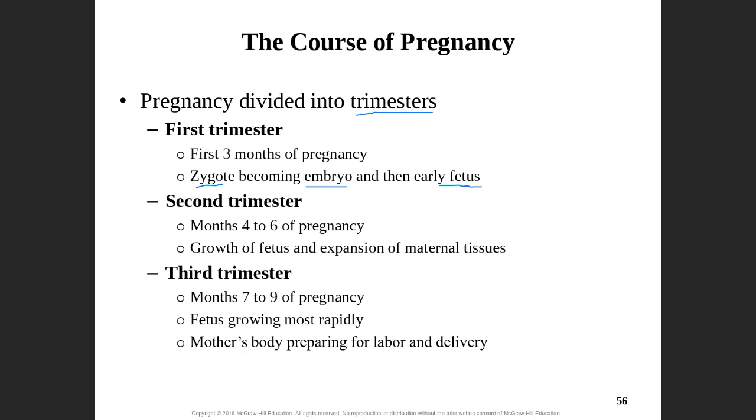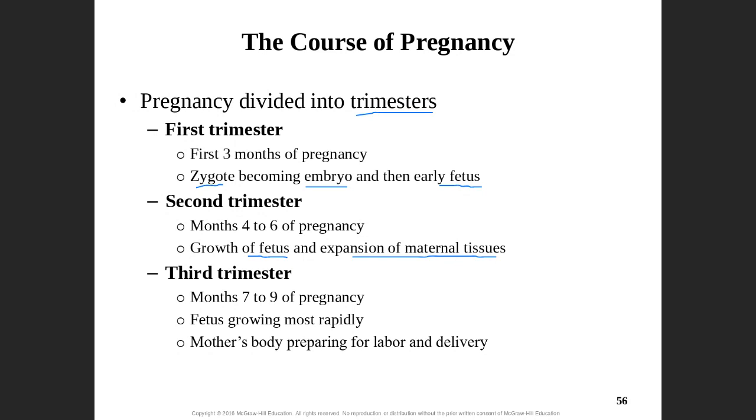In our second trimester, we will see continued growth of the fetus. But we'll also see the further growth and expansion of the maternal tissues, when we're dealing with the uterine lining here, the growth of, well, it's a shared tissue, the placenta, between the mother and the child.